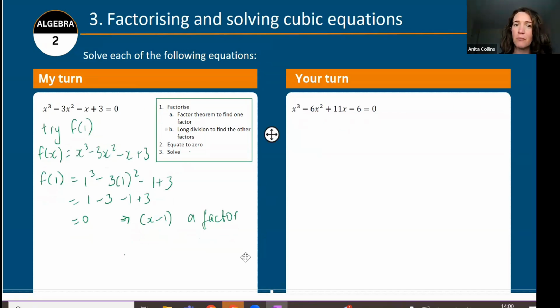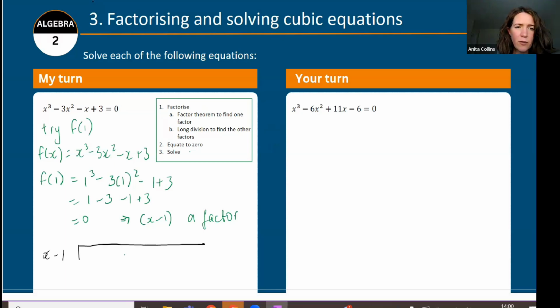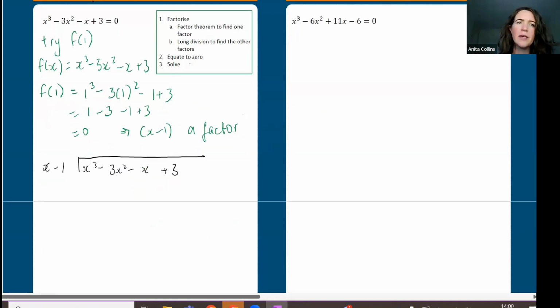Part B then of step 1 is to do long division to find the other factor. So long division. If x minus 1 is a factor, then it will divide in to my cubic with no remainders. And of course, we've already established that it is a factor since it satisfied the factor theorem. Right, let's go back to our steps again. Divide in. All right, this is back to the long division steps.